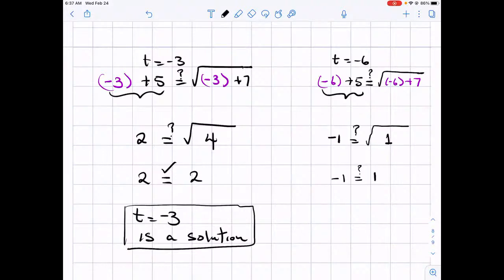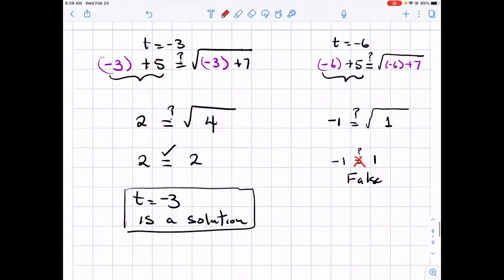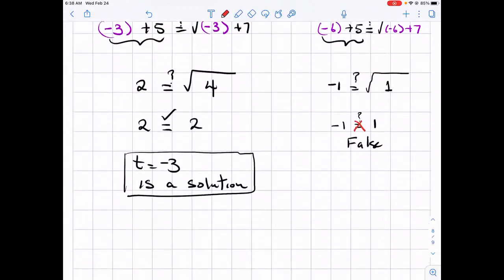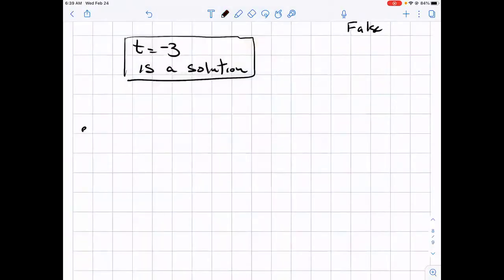And this we know is false. This is not true. So this problem only has one answer, t equals -3. So we only have one answer for this problem. Let's look at more examples.